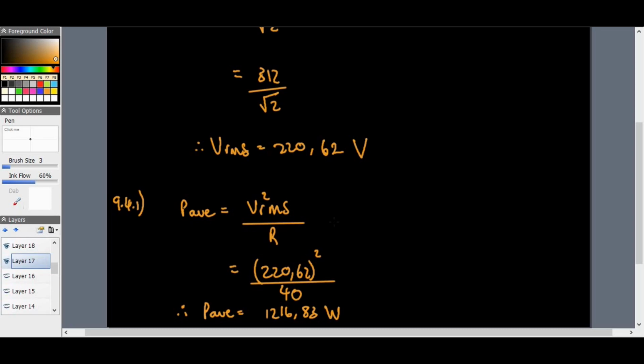Okay, so I would recommend just going straight to this formula, since we had the RMS value of voltage, and we know straight off the formula sheet, average power is Vrms squared divided by resistance, which we were given.